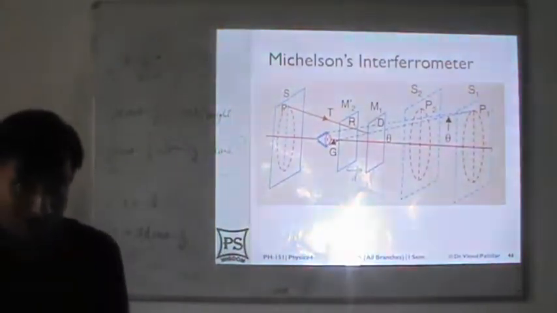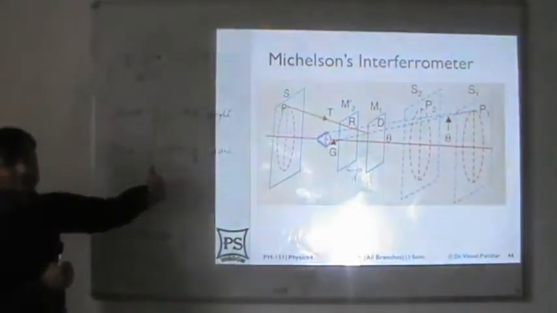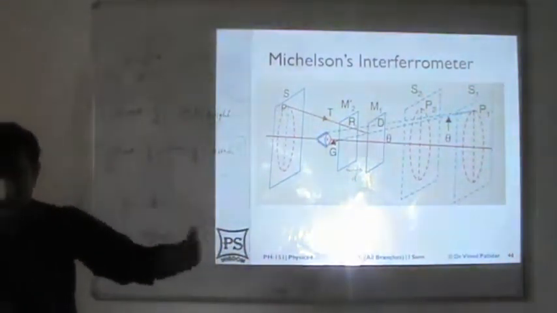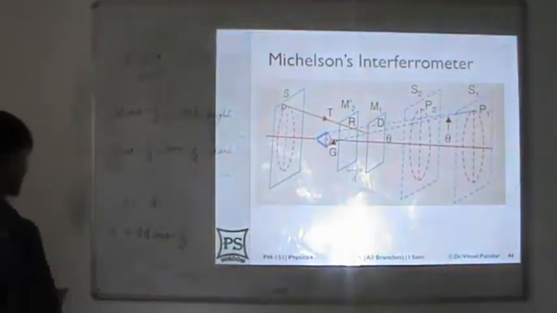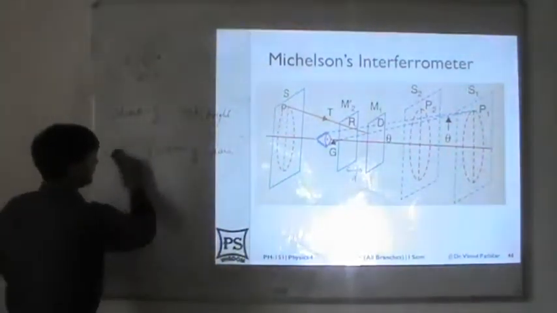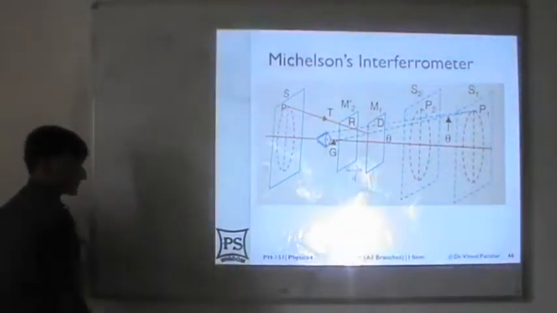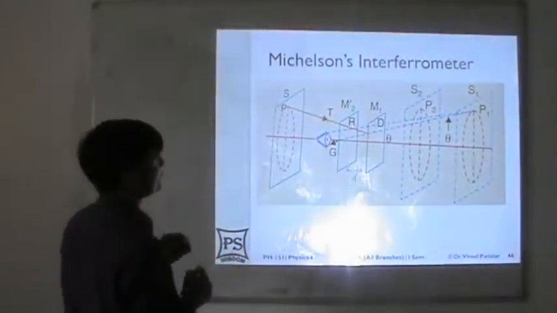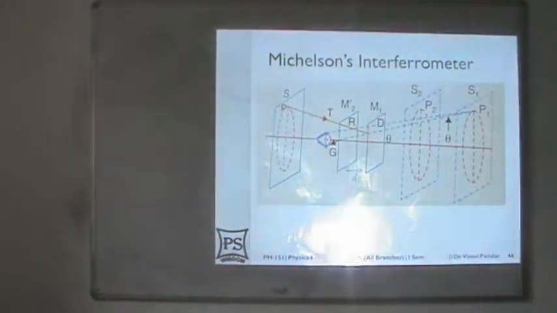So if it is twice d, and it moves by a distance of lambda by 4, then the next fringe, a bright fringe, will appear. Then if you move your mirror by lambda by 4 again, dark, bright, so alternate fringes will appear in the field of view. So you can just see through. If your center is dark, you can consider that situation as if mirror M1 and image of mirror M2 are coinciding with each other. So this is all about the mechanism of how the fringes are produced.